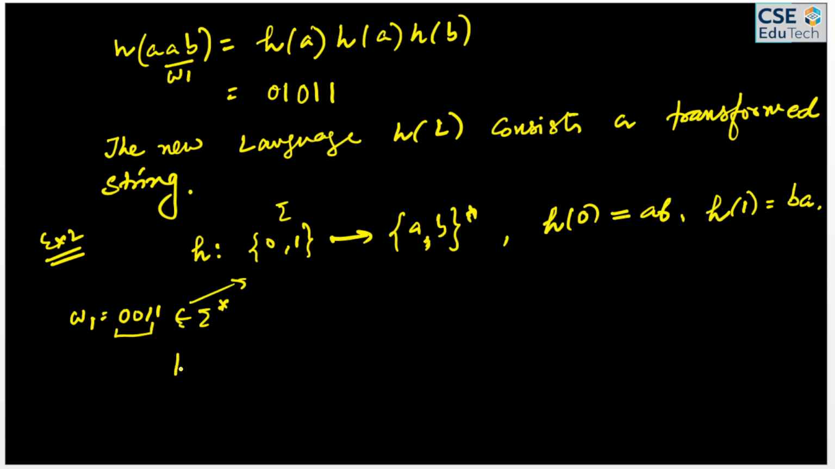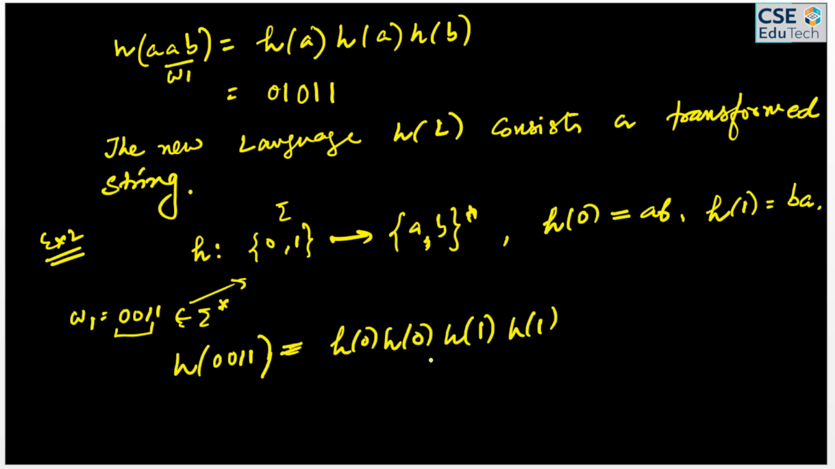Now what will be this homomorphism of 0011, or H of W? It will be H of 0, H of 0, H of 1, H of 1 concatenated. Every occurrence of 0 will be replaced by AB, so AB, AB, and every occurrence of 1 will be replaced by BA, so BA, BA. So this is also the transformed string. What we have defined here is the homomorphism.